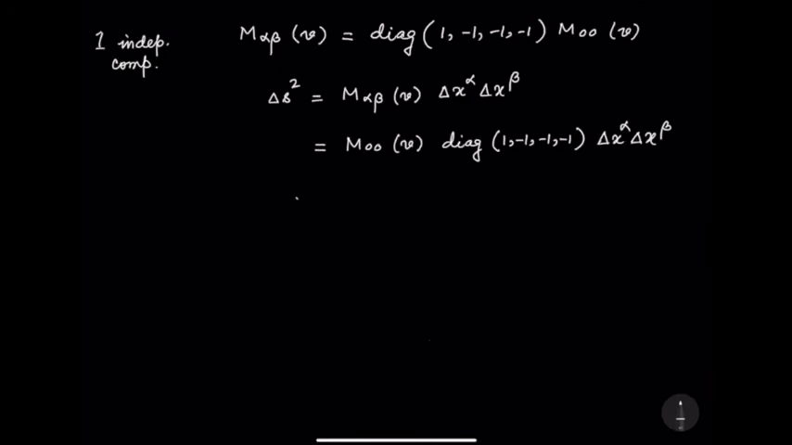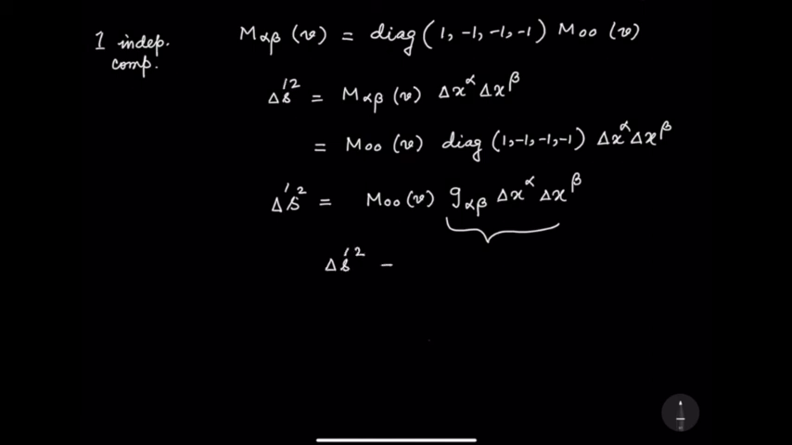So this delta A square is then m00 of v, g alpha beta, delta x alpha delta x beta. But what is this? This is delta s prime square, by the way. This is now m00 of v times delta s square, no prime here. So now if I know what m00 of v is, I would be able to figure out the relation between delta s prime and delta s.